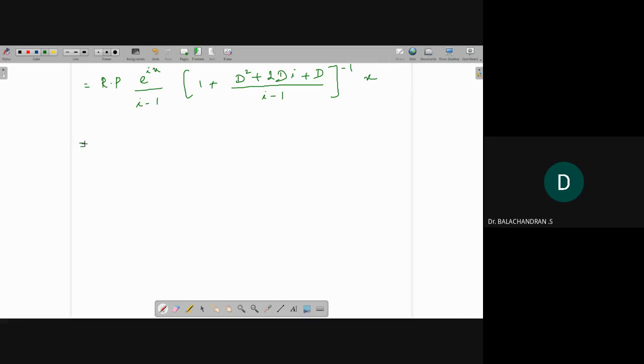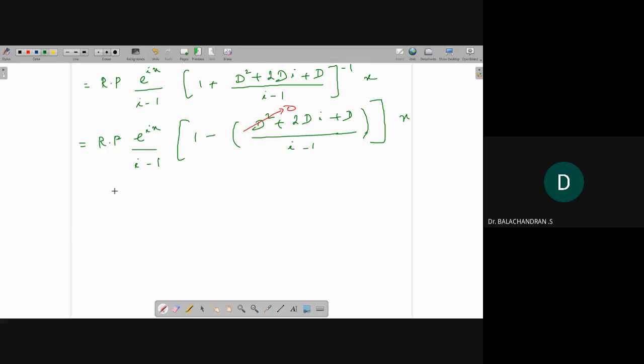Okay, now expand it: e power ix by (i minus 1), [1 plus ... ] whole power minus 1 becomes 1 minus (d square plus 2di plus d) divided by (i minus 1). I think this is enough because here the power is 1, so I'll stop here. And then d square of x is what? 0.